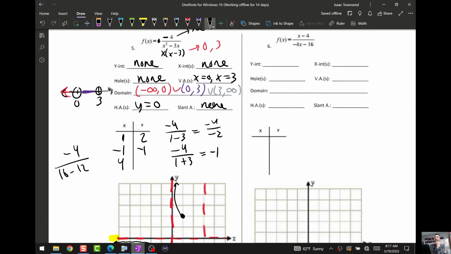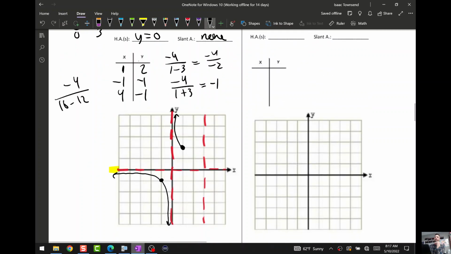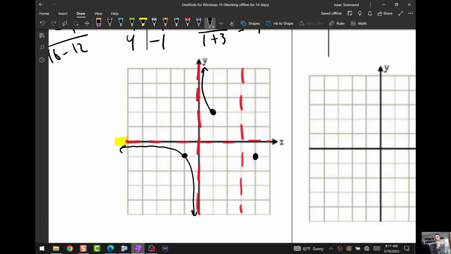Minus 12, so that would be -1. Okay, now that I know 4, -1 is a point, and I know it's got to approach this on the far right, which means it's going down here, which means it's going up there, and then I can connect it with this. And then if this was a question you were doing on your own, I'd recommend that you graph it in your calculator.